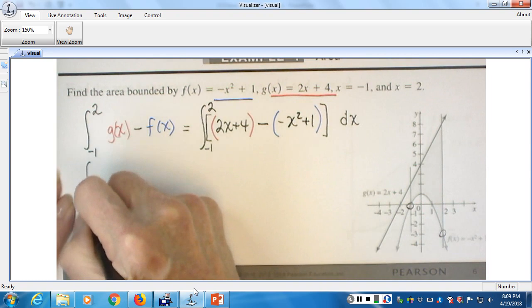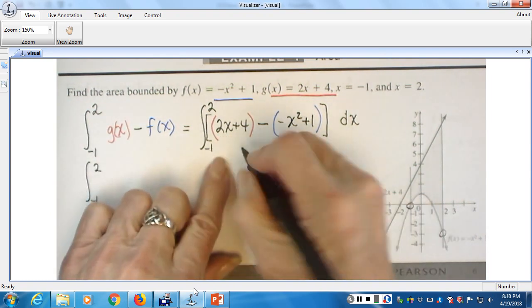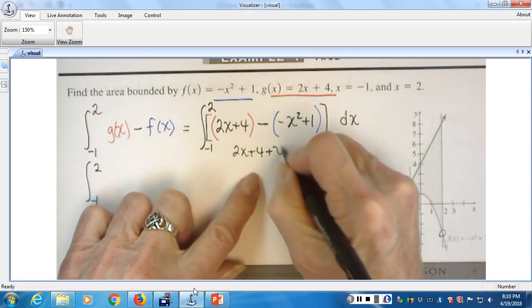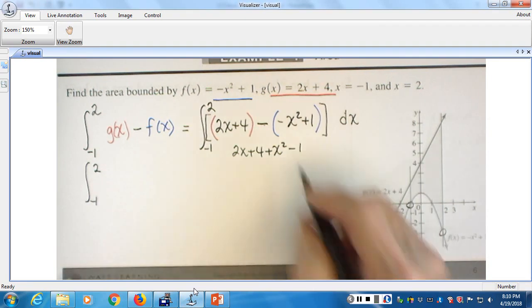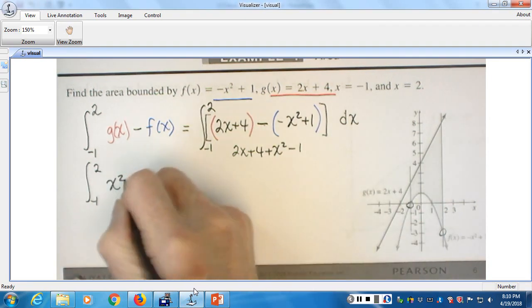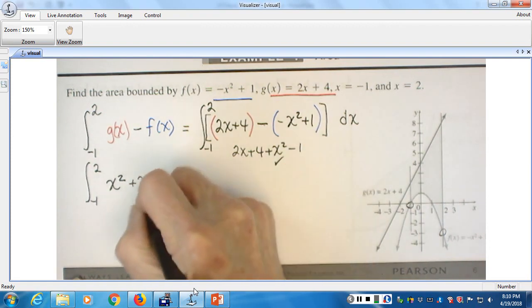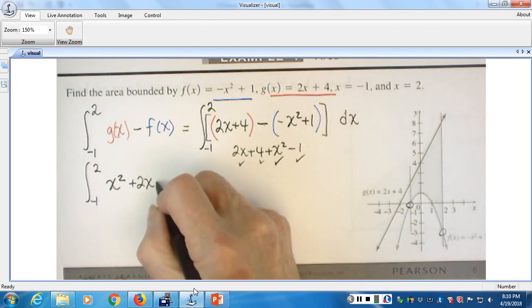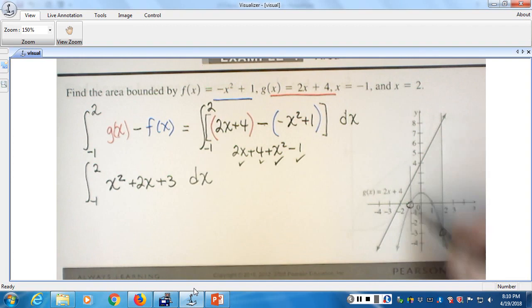by doing the integral from -1 to 2 of 2x plus 4 minus, minus times minus is plus x squared, minus times plus 1 is -1. So this is actually going to be x squared plus 2x, and then 4 minus 1 is plus 3 dx. So even though this is the graph we're looking at, that's actually the function that we're going to integrate.